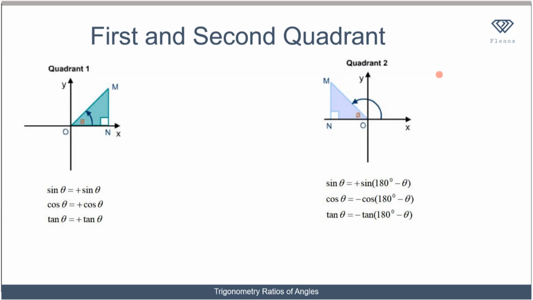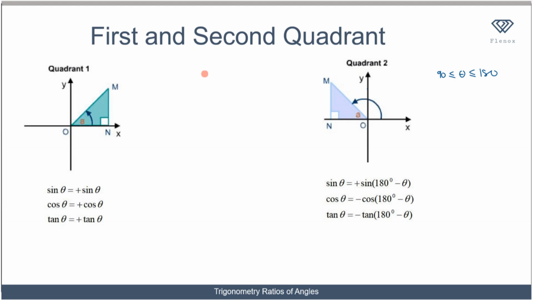Straightforward. So now when I move on to my second quadrant, I know that the angles of theta lie from 90 to what? To 180 degrees. So the values of theta lie from 90 degrees to 180 degrees. So how do I convert an angle from a second quadrant to an equivalent angle in the first quadrant? So this relationship explains how to do it. So it says sine theta is equal to plus sine of 180 minus theta.